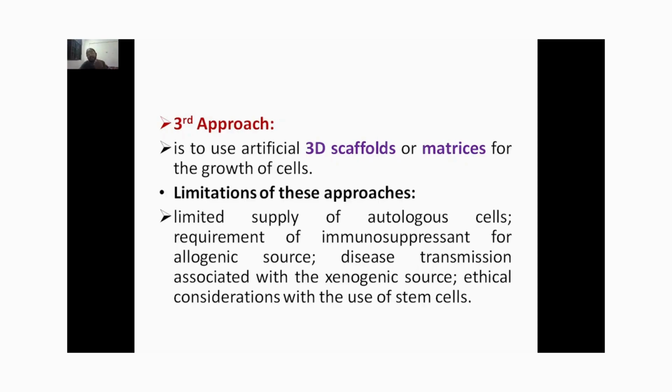So that's why we need to have immune suppressants, so that this particular immune system should be suppressed. For the allogenic sources, there is disease transmission associated with the xenogenic sources. That means if you are using cells from a different species, then the disease might be transferred from that species to this species. Then there is the ethical consideration with the use of stem cells. So all these things are the limitations.